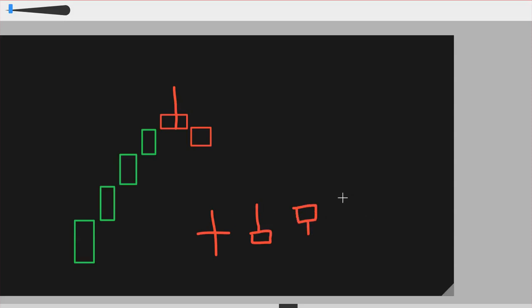That confirmation candle needs to be a large one, right? So this is good, this is not, this is not, and this is definitely not. Okay, this is not, these will not do.